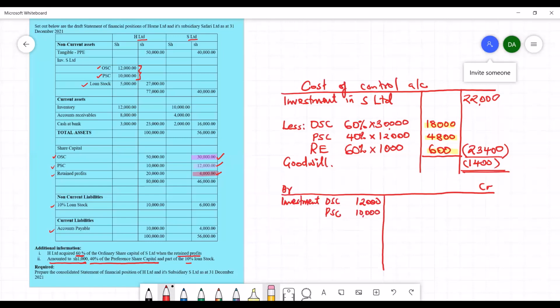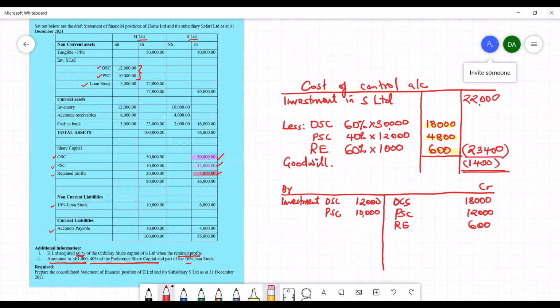That is the investment. But this investment was used to acquire the following: ordinary share capital, which I've calculated already. We have found that is 18,000. That is what was acquired. We have calculated the preference share capital that was acquired. We have found that is 12,000. We have calculated retained profit, and we have found that it is equal to 600. Then we have goodwill.